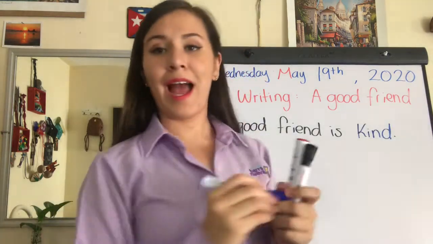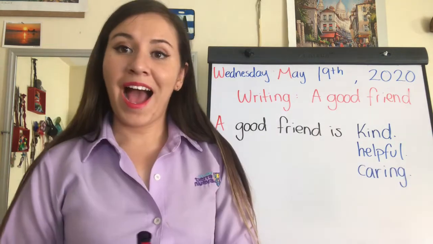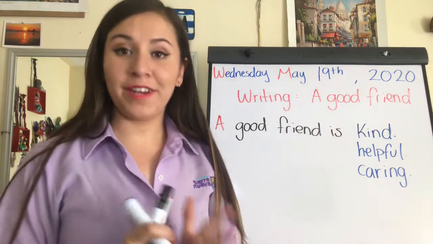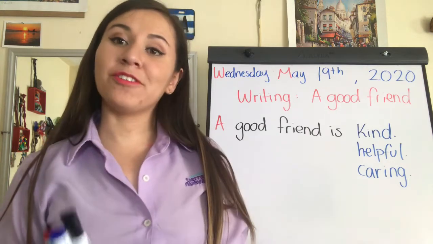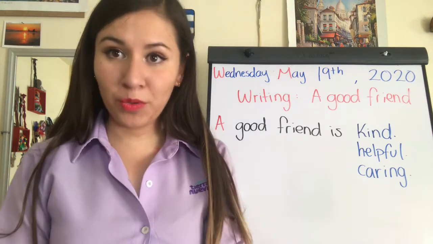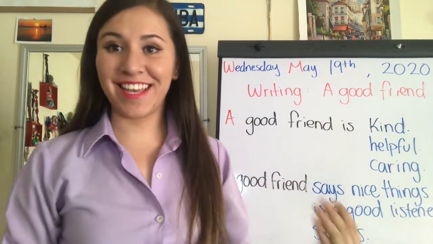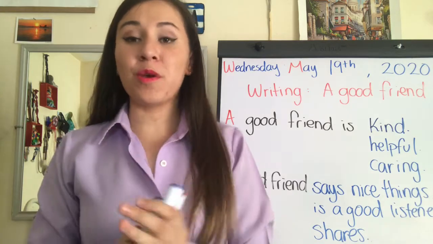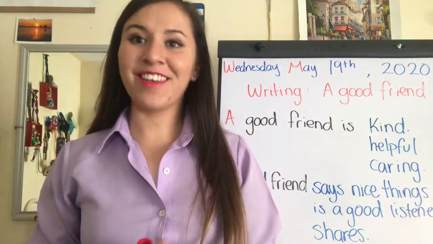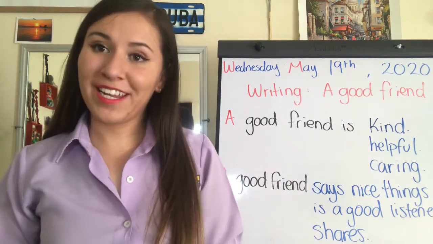I think a good friend is kind. A good friend is also helpful. Another characteristic of a good friend is that he or she is caring, that he or she cares about you. What else does a good friend do? Well, a good friend says nice things. For example, you are beautiful, you are doing a great job, you are nice with me. These are nice things that a good friend can say.